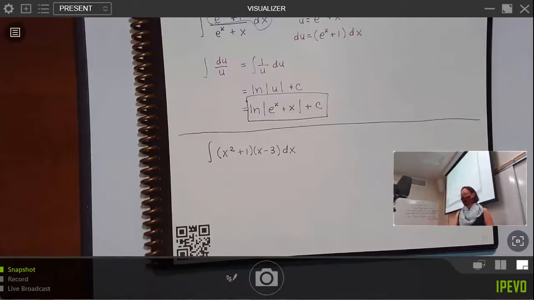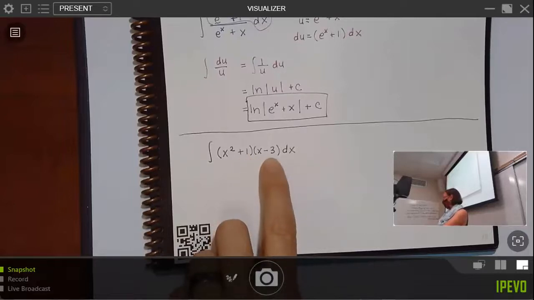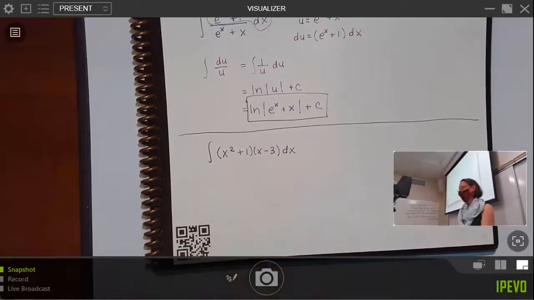So I'm walking up to this question. I'm thinking, is it algebra, trig, or a mixture of stuff? And it's just algebra because I just have x's raised to powers. Is the derivative of one part equal to the other part? I'm going with no, because the derivative of x squared plus 1 would just be 2x. I could deal with the constant, but the subtracting 3 is the problem. This one is not a U-substitution.